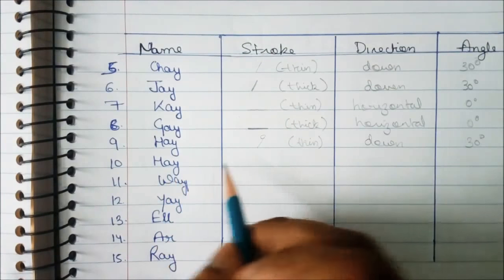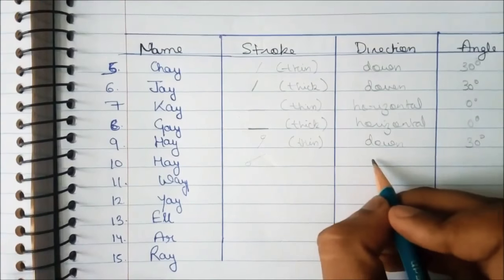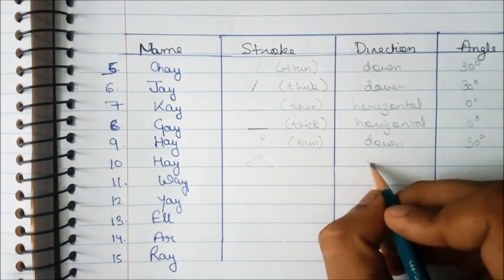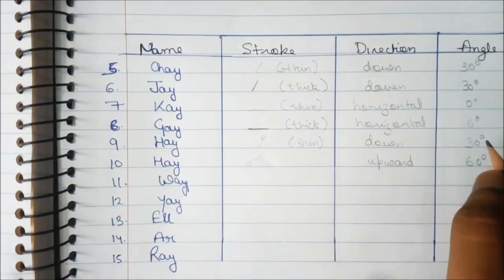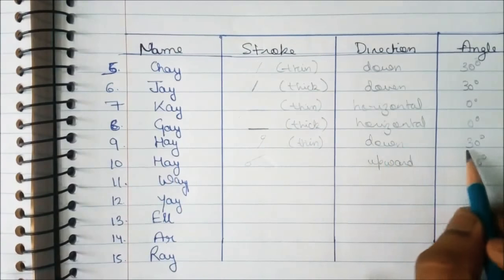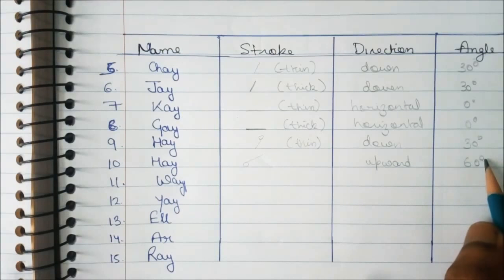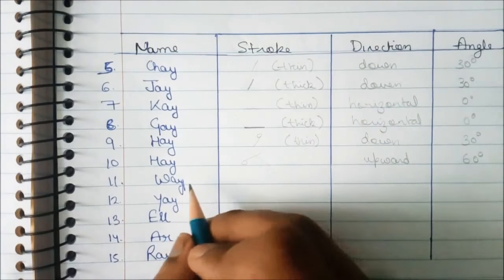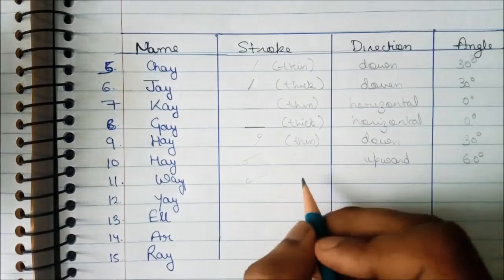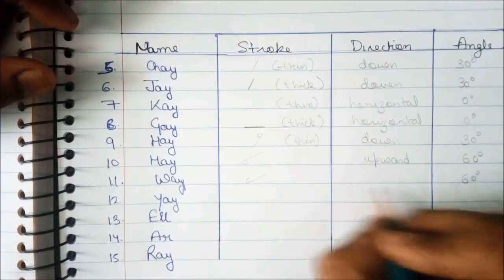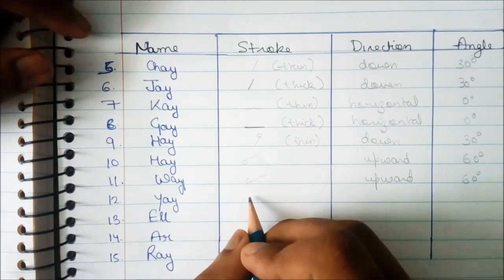So the next stroke is also He. The difference is that it is drawn upwards and its direction is upwards, and its angle you can see is 60 degree. The thin stroke of He, the angle was 30 degree, and for the thin or thick stroke of He which is drawn upward, the angle is 60 degree. The next stroke is Ve. Its angle is 60 degree and it is drawn upward. In this also you can draw it as thin or thick.